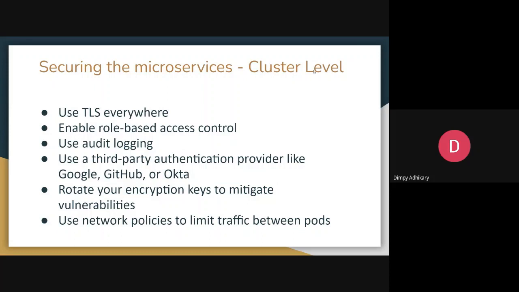Then you can also enable third-party authentication, for example Google, Okta and so on, which can help you provide better security. Then you should also rotate your encryption keys to mitigate vulnerabilities. You should not always use the same keys. How you rotate again depends on your policies. Another one is network policy to limit the traffic between the pods, so that also you can consider.